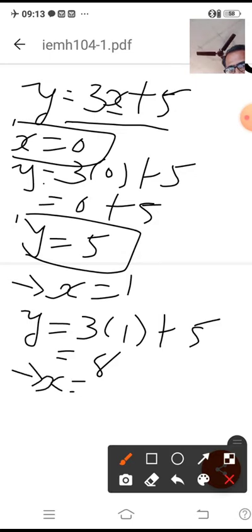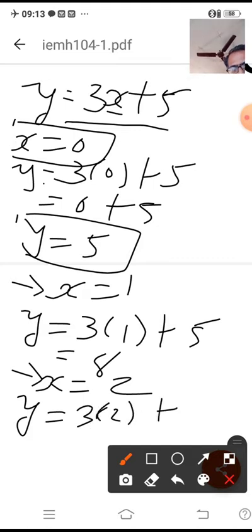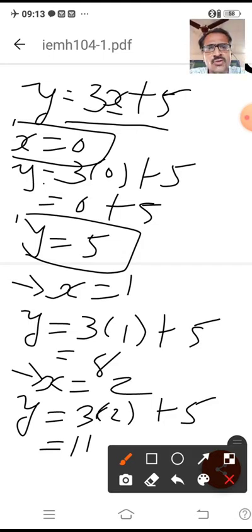Same, if I take x equals 2, then I will get y equal to 3 instead of x, 2, plus 5. So 3 twos are 6 plus 5, 11. Same way, if I take another value of x, I will get another value of y. Even I can take x equal to 3, 4, 5 also. So for every value of x you will get various values of y.